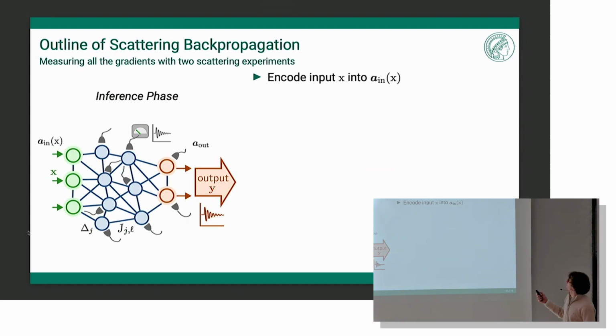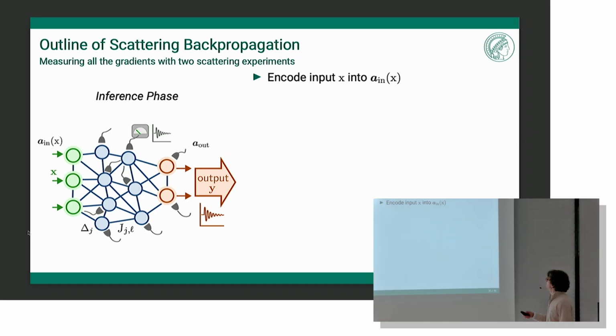Okay, so I will just skip to how this would work, and of course, you can do it very efficiently with just two experiments, like with EP and HEB.